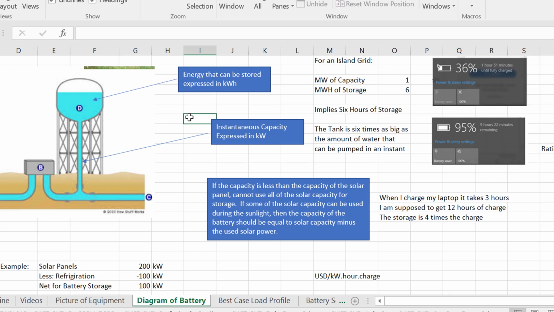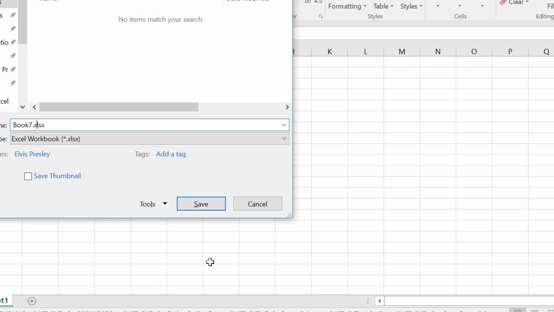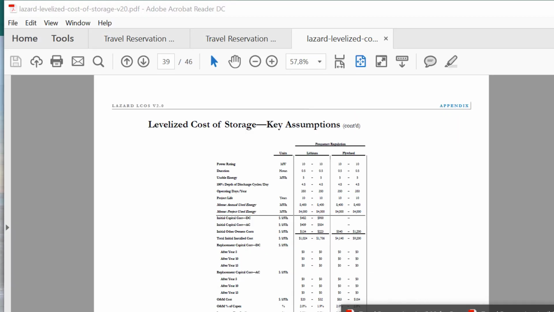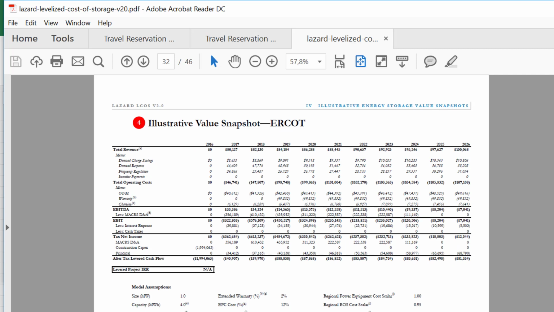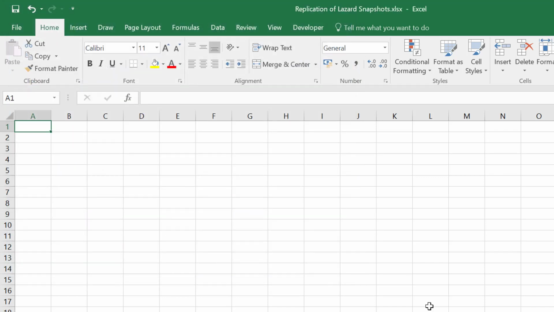That's just a little bit of an introduction to the videos, and now the first file I'm going to show you. Why don't I make a file? So the first file, you can see what I'm going to make. The first file is a replication of Lazard, and I forgot, what did they call this? They call this snapshots, and we're going to do that just to see how it works. Lazard snapshots. Okay, and then look at me.